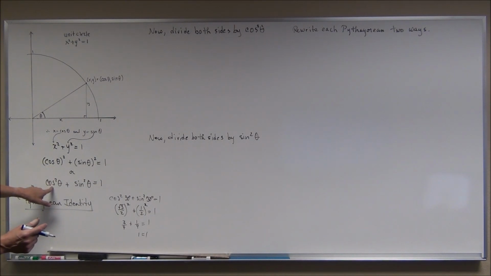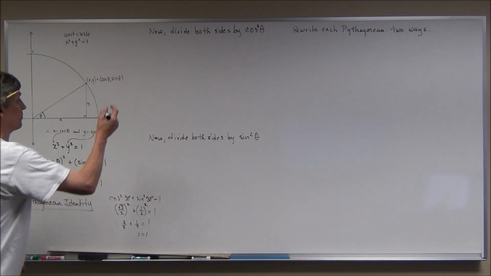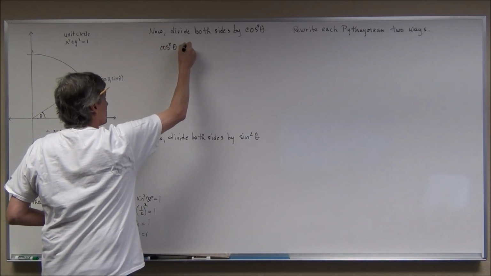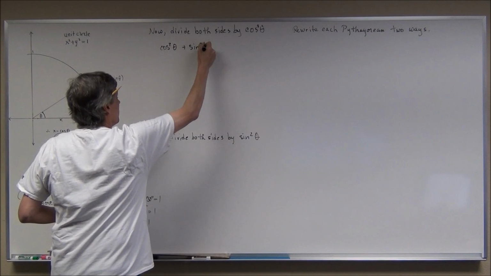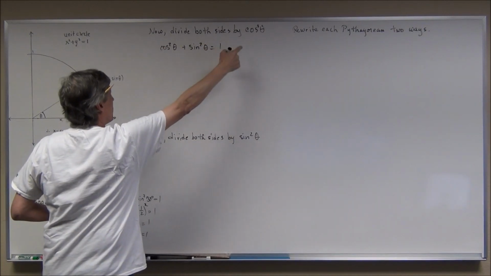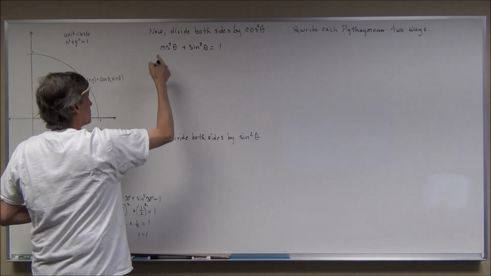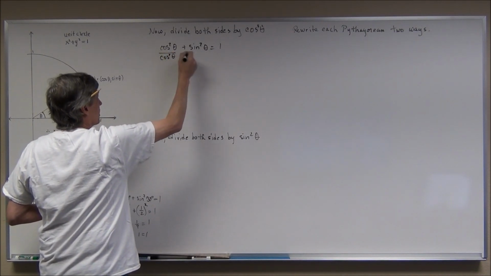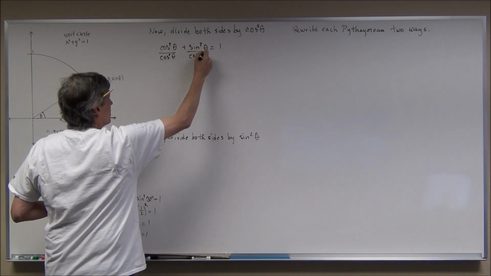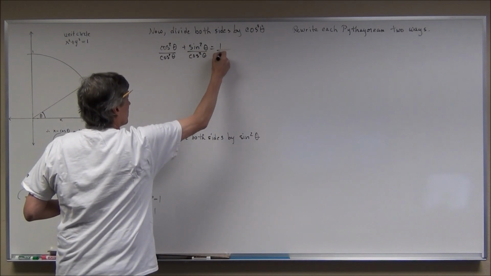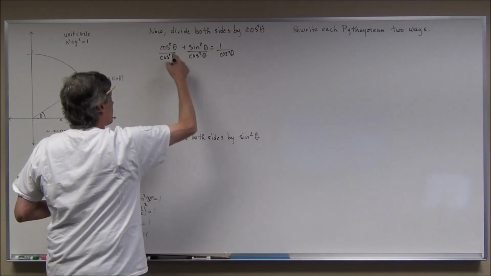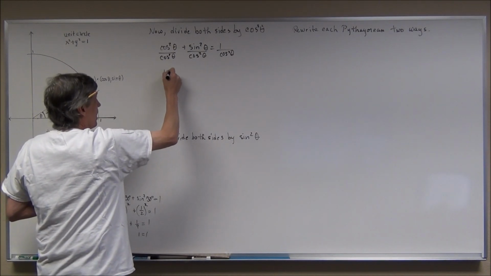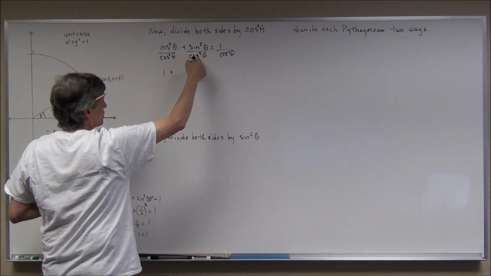But if you take the original Pythagorean identity, cosine squared theta plus sine squared theta is equal to 1, and I divide both sides by cosine squared theta, so that means I've got to divide every term on both sides by cosine squared theta. So I have cosine squared theta over cosine squared theta. Well, we know that's 1. I have sine squared theta over cosine squared theta.